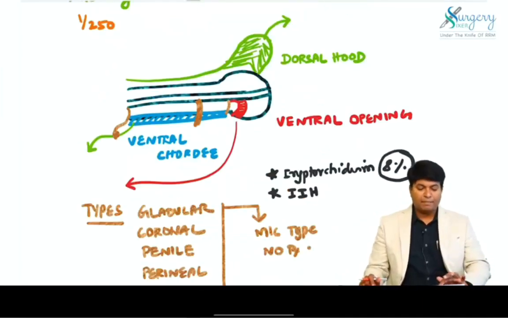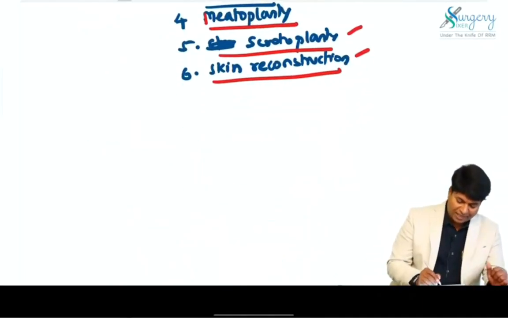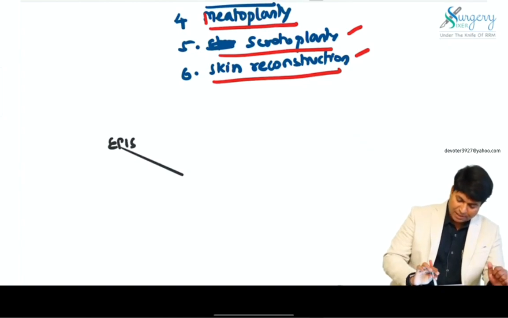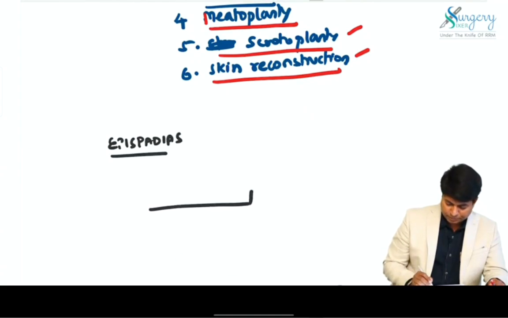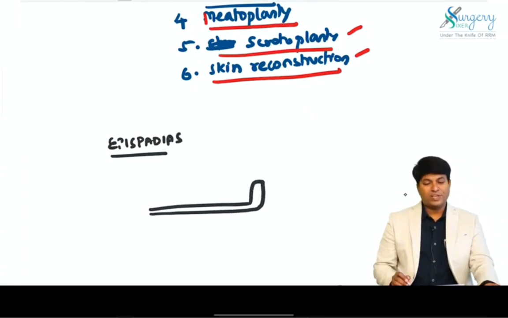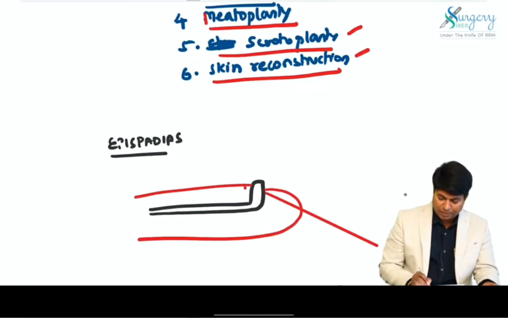This is known as hypospadias. Opposite to this, a very rare condition is there. What is it? Epispadias. What is the problem in epispadias? Very straightforward question. The urethra opens on the dorsal surface of the penis. It opens towards the dorsal surface.